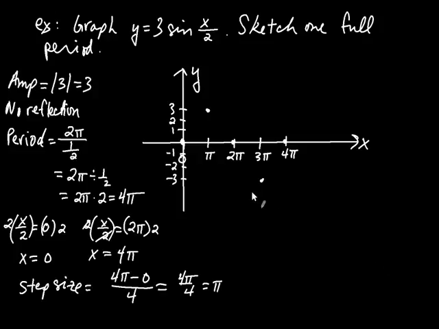Okay, and that's one full period. And if you're asked to sketch 2 full periods, then what you do is you basically repeat this pattern once again, right? You'd scale this out to 8 pi, and you'd continue that curve. Let's try another one like that, but now involving cosine.